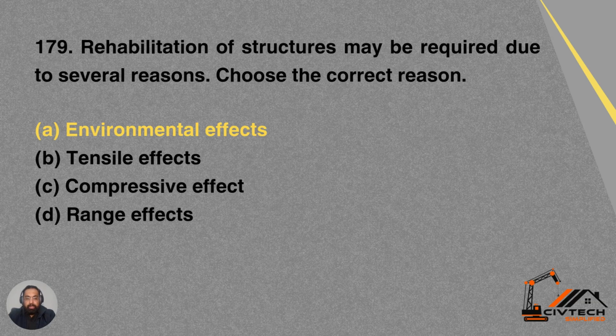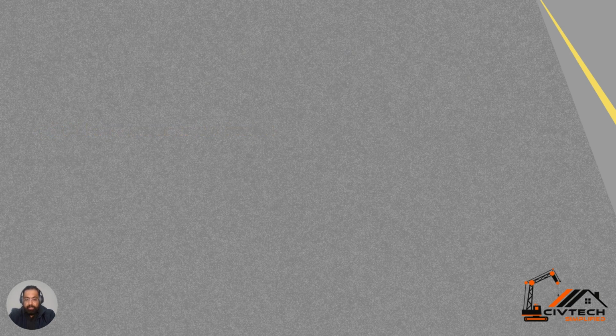179. Rehabilitation of structures may be required due to several reasons. Choose the correct reason. Option A, environmental effects. Option B, tensile effect. Option C, compressive effect. Option D, range effect. So rehabilitation is normally done due to environmental effects. A is the correct answer.